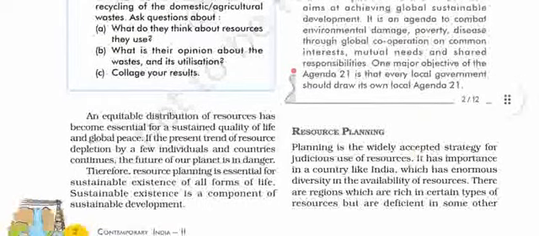An equitable distribution of resources has become essential for a sustained quality of life and global peace. If the present trend of resource depletion by a few individuals and countries continues, the future of our planet is in danger. Therefore, resource planning is essential for sustainable existence of all forms of life. Sustainable existence is a component of sustainable development.